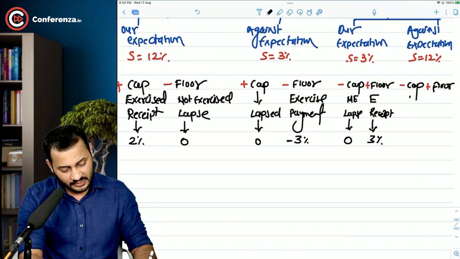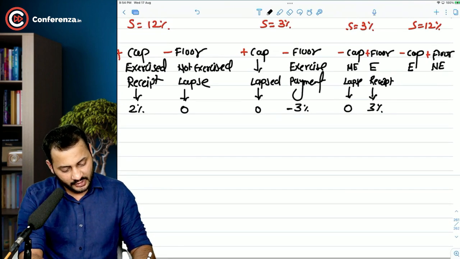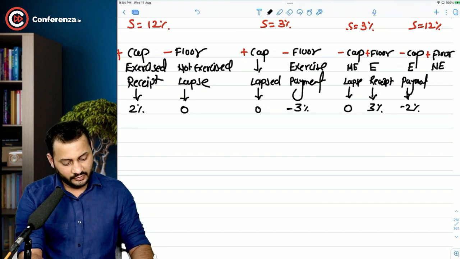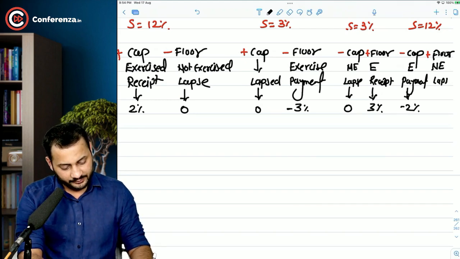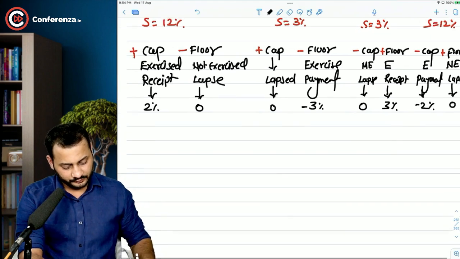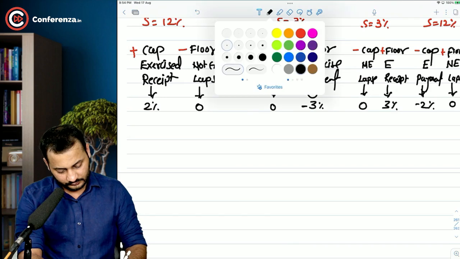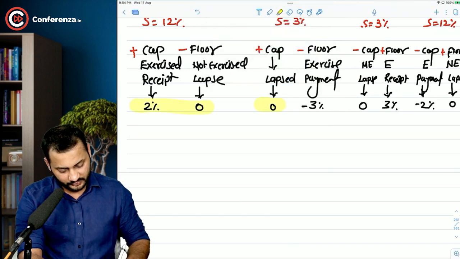In this case, what is happening? Cap option is being exercised, floor will not be exercised, and there will be a payment of 2%. If the floor option is not exercised, it will lapse and there will be 0. So this is what will happen in each of the cases.